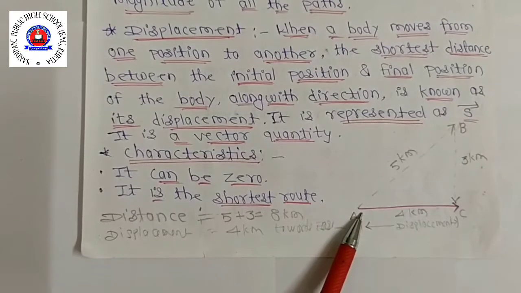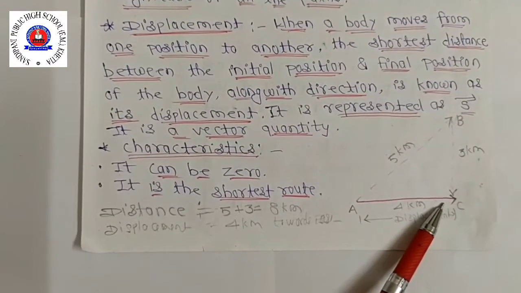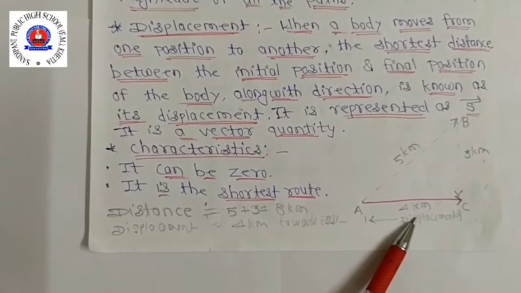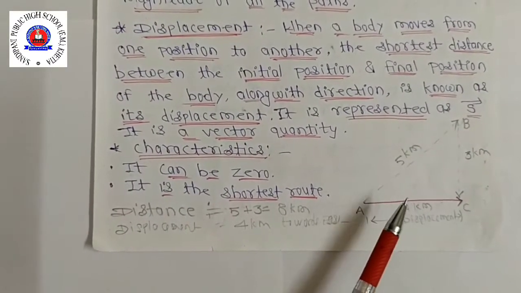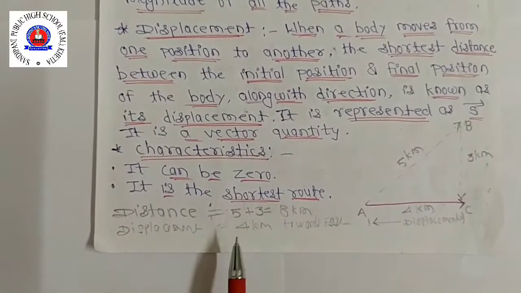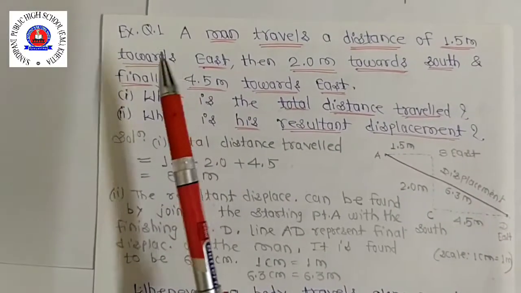Now about the example of displacement. The shortest distance between the initial position A and the final position C of the man is 4 kilometer. How much is mentioned? 4 kilometer. So the displacement of the man is 4 kilometer in the east direction. Clear this one? So this is 4 kilometer towards the east. Now take one example.